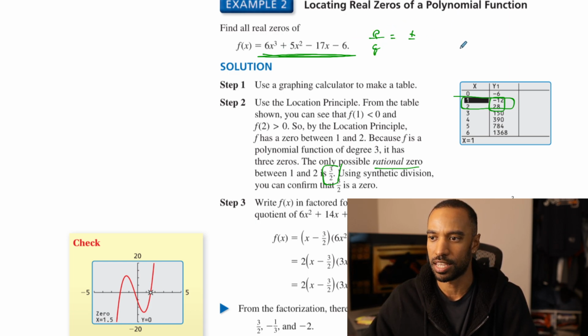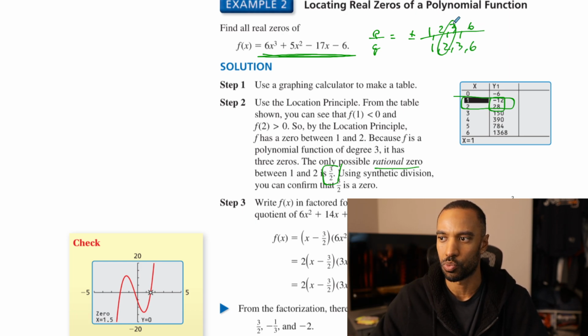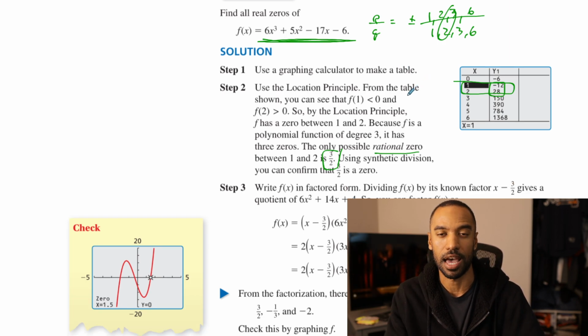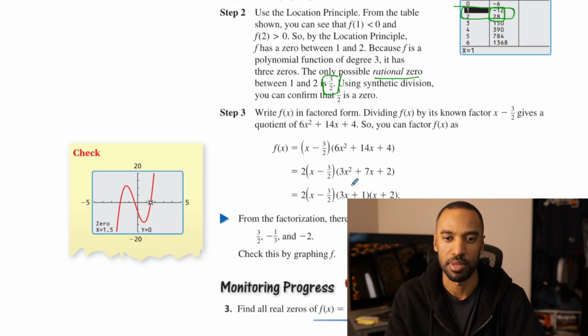Factors of 6 over factors of 6. So 1, 2, 3, and 6 over 1, 2, 3, and 6. The only one that actually appears between 1 and 2 is 3 over 2, positive 3 over 2. So we know that as a cubic, that must be the zero that it crosses. You can do some things to the table to break that down and find out exactly where it is, but as far as the rational zero, positive 1.5 appears to be that number.